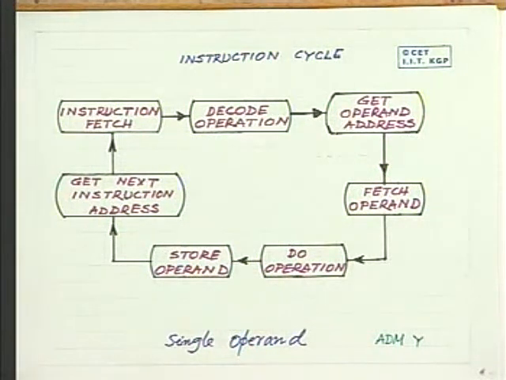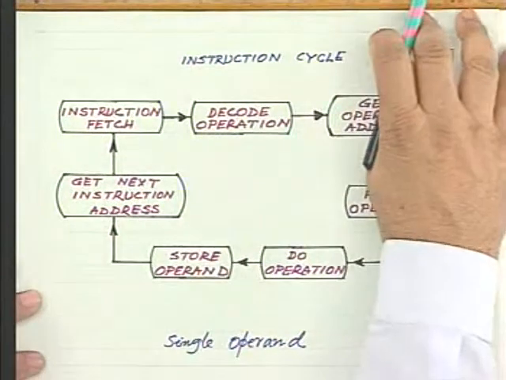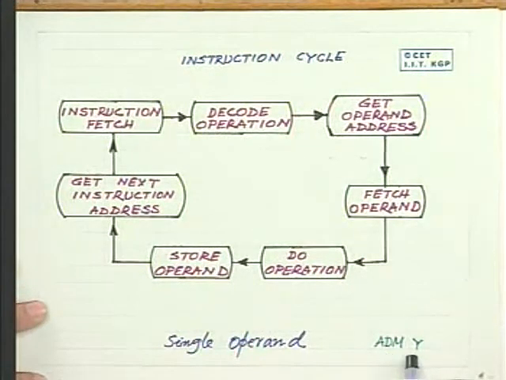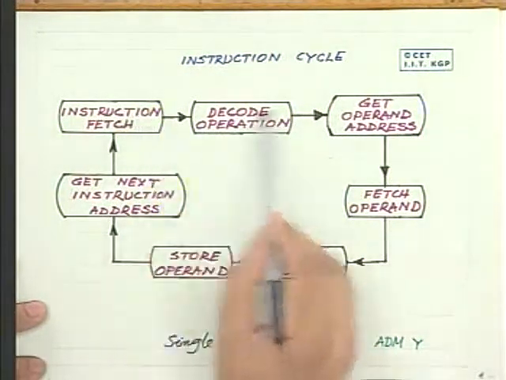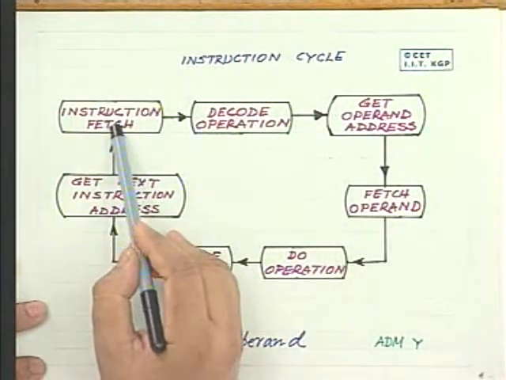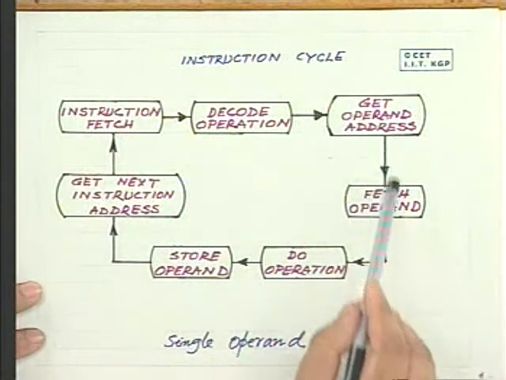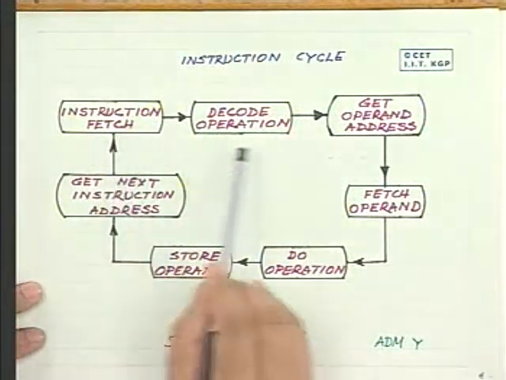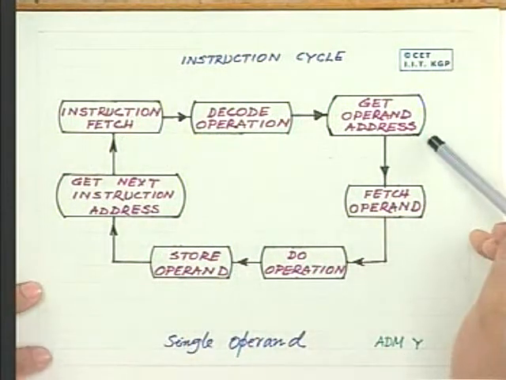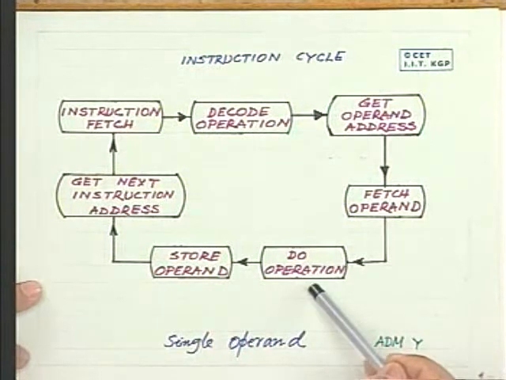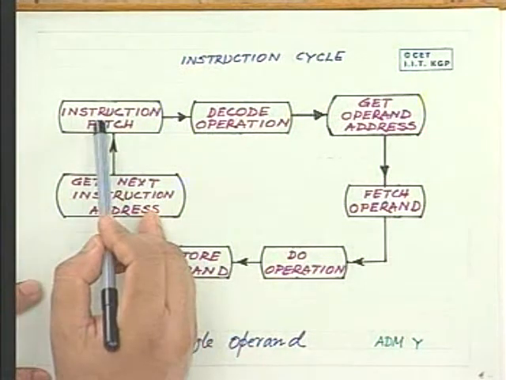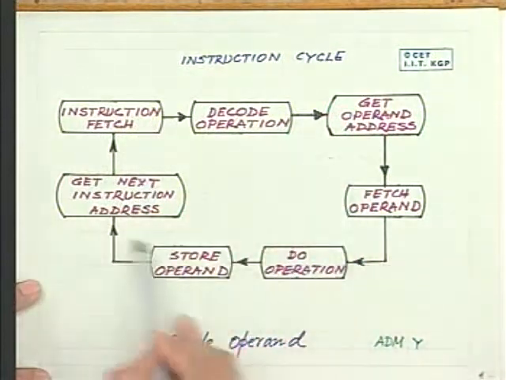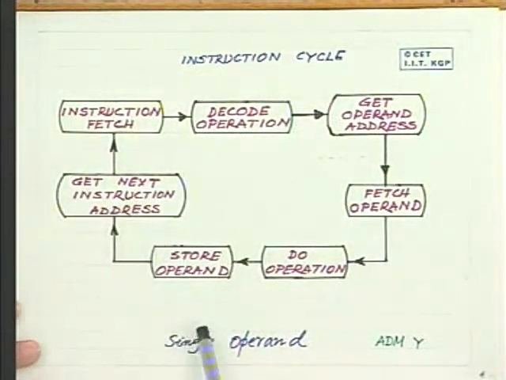And therefore, you see that this instruction cycle, typically for the add memory Y that we have shown, is a typical instruction cycle that the computer goes on executing one after the other. That is, it takes an instruction, decodes it, gets the operand address, fetches the operand, does the operation, stores the operand, and then gets the next machine instruction. It goes on, instruction cycle after instruction cycle, till the total program is executed.